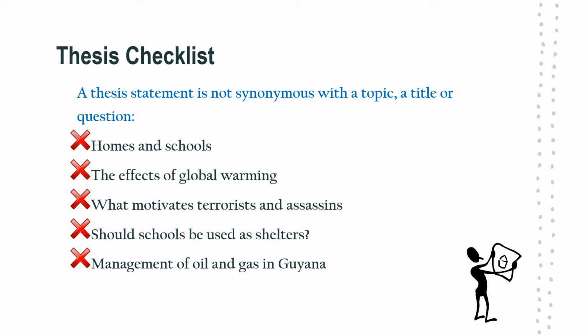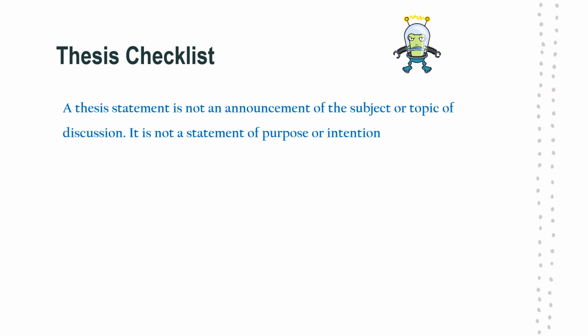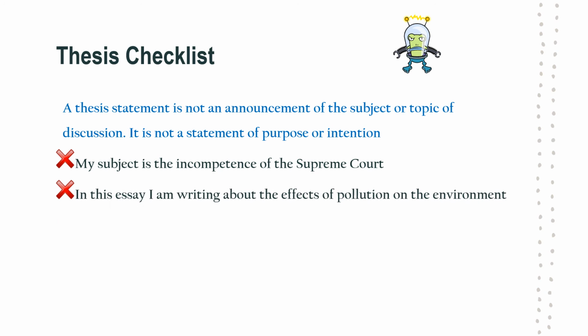All right, and so this is another important characteristic of a thesis idea or statement. A thesis statement is not an announcement of the subject or topic of discussion. It is not a statement of purpose or intention. So, for example, my subject is the incompetence of the Supreme Court. This is not a thesis statement. This is just simply saying what your topic is, right? Another example, in this essay, I am writing about the effects of pollution on the environment. This is not a thesis statement, but it's a purpose statement. It's just saying what you intend to do or what you will do in this essay.